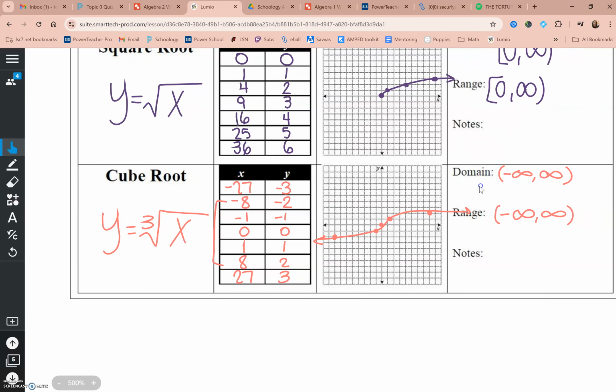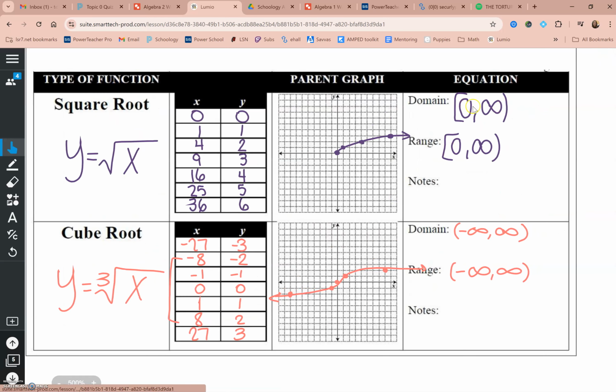So our domain, our possible x values, on the left-hand side, we go to negative infinity. On the right-hand side, we go to positive infinity. And for our range, we're going down and down and down. You can't really tell, but that is trending down on those y values, and then it's trending up. So negative infinity to positive infinity. A lot of the domains are negative infinity to positive infinity. The only one that's not is the square root. So when you're graphing them, make sure you're paying attention to what your domain and range are. And that's parent functions. Those are the 7 parent functions that we learned.